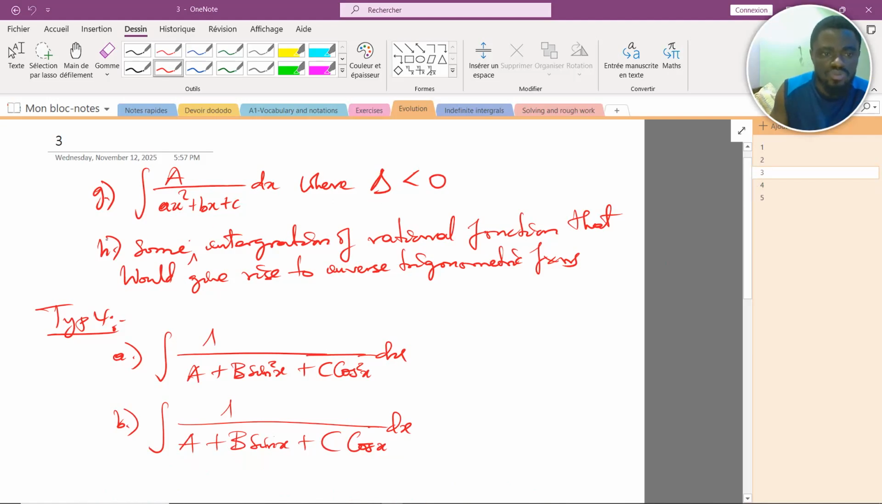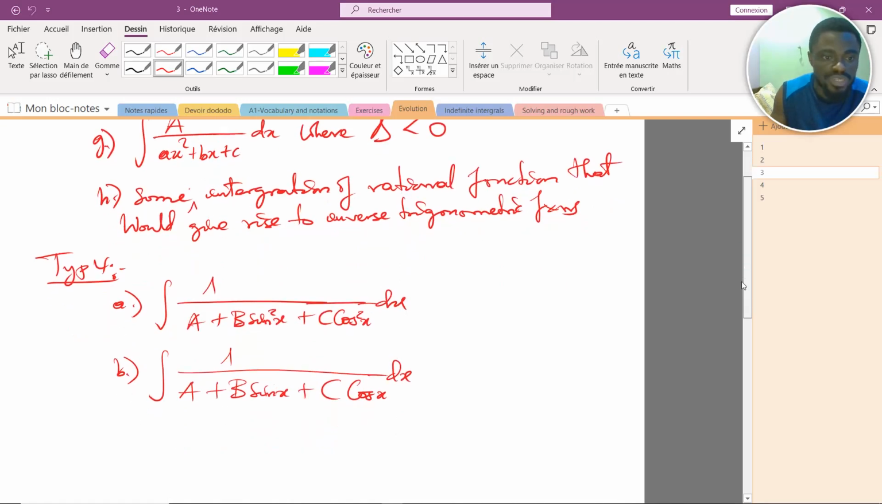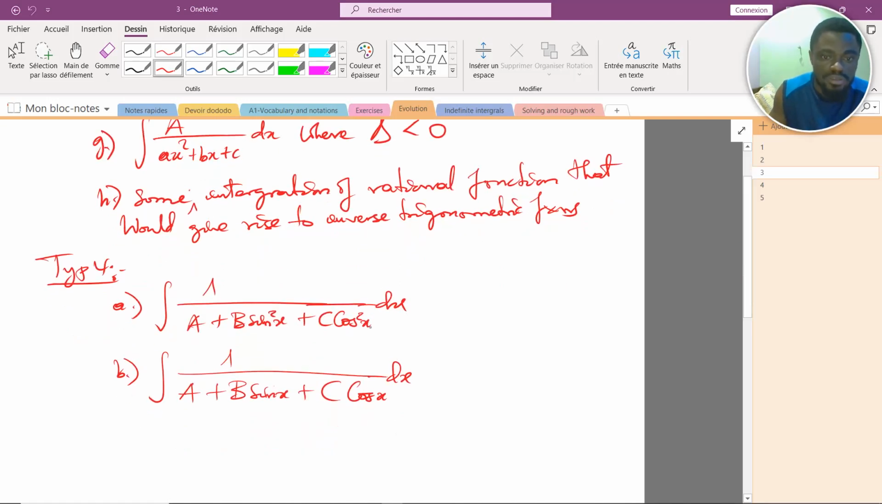And we're going to end this type 3 by looking at some integration of rational functions that results in inverse trigonometric functions. You understand? So then we shall proceed to type 4. Type 4, we shall see how to integrate functions of the form 1 all over a plus b sine square x plus c cos square x.